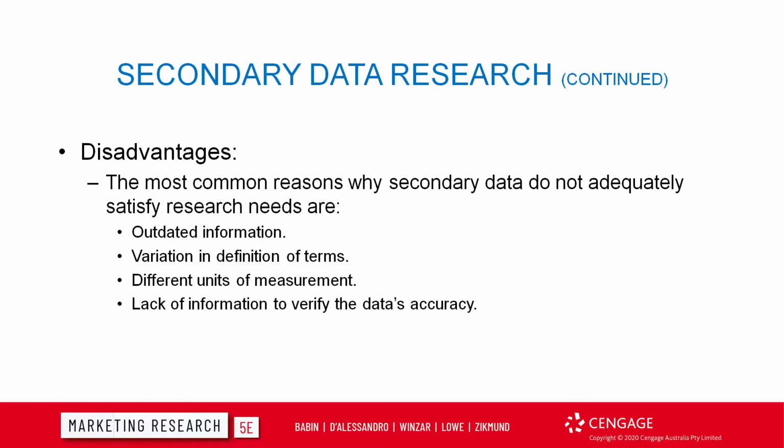The most common reasons that the information may not be adequate are as follows. First of all, secondary data can be outdated. Secondary data must be up to date to precisely predict the future and do accurate forecasting. And there can be some variations in the definitions of terms, or there can be differences in the meanings, understandings of concepts and terms used by different researchers.